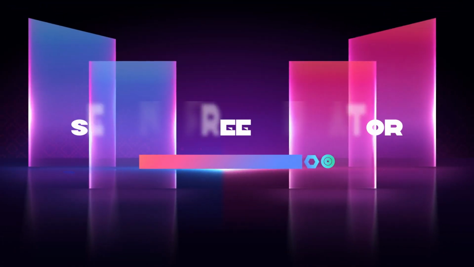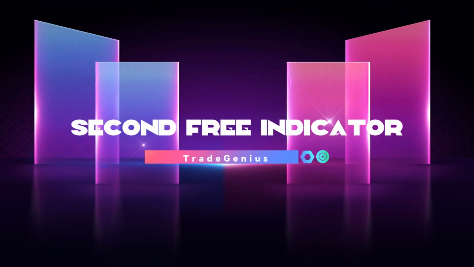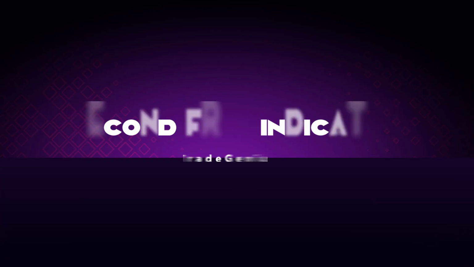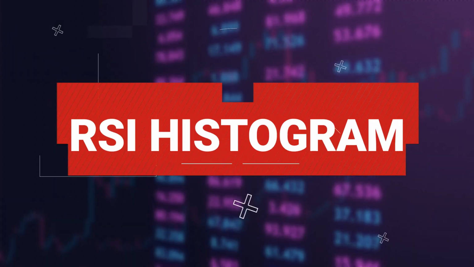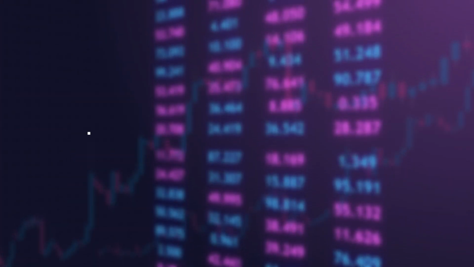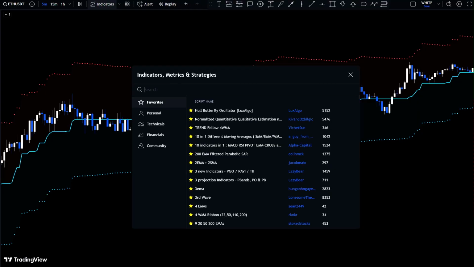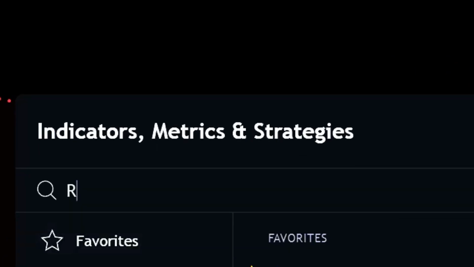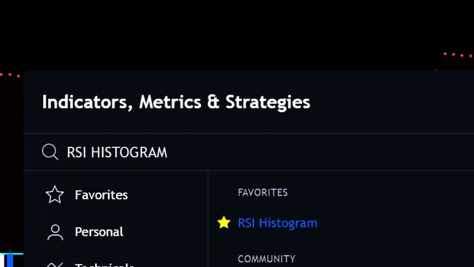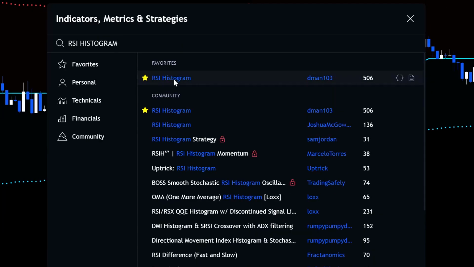Alright, so now we're gonna add another indicator to the chart to help us get even more precise entry points for our trades. It's called the RSI Histogram and it works great alongside the half trend indicator we just set up. Here's how you add it to the chart. Head back to the indicator section and this time type RSI Histogram into the search bar. Once you find it in the results, click on it to add it to your chart.